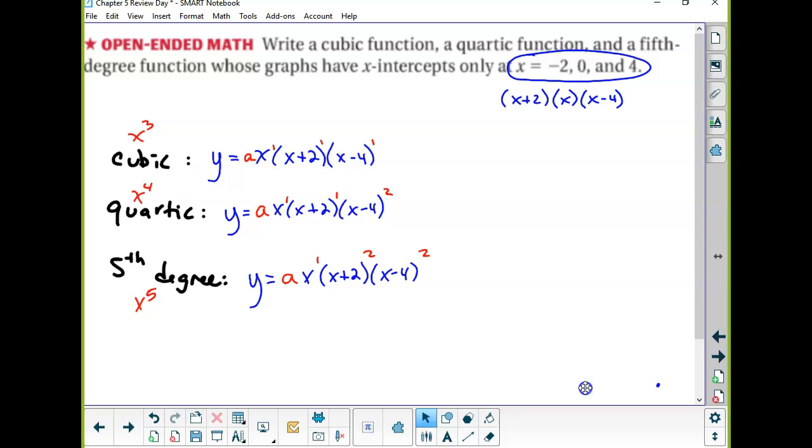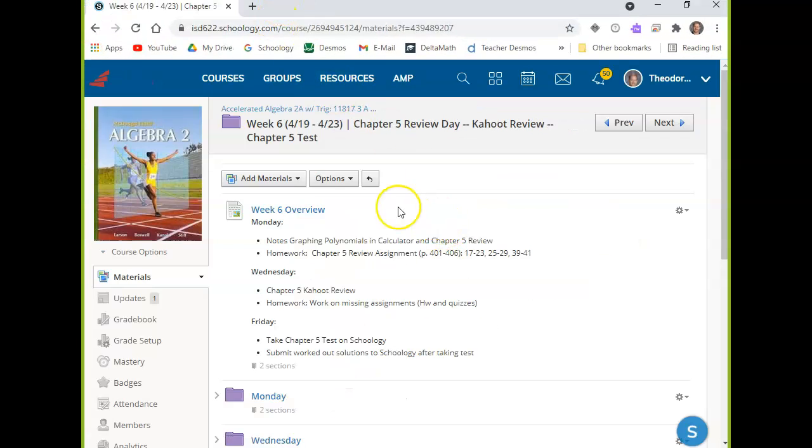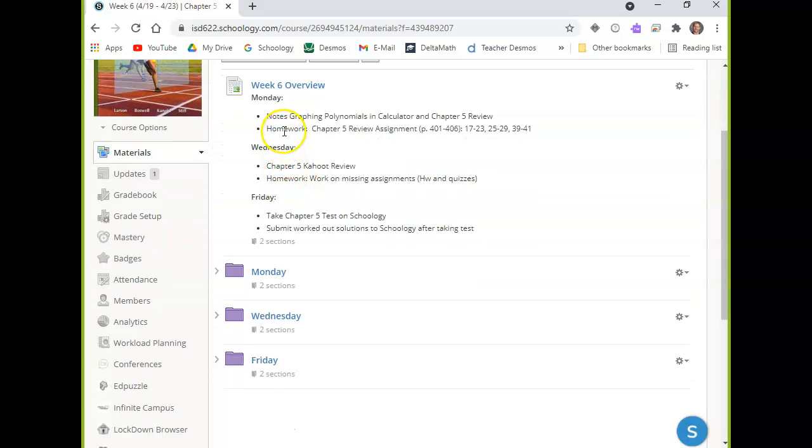All right. So I wasn't sure how far we would get. I always plan way too much. What I want to show you guys is this. What's our week look like, just so we're all aware? This is on Schoology. If you go to week 6, today we just kind of did some notes with graphing polynomials, and we're going to talk a little bit about the review. And then the homework tonight is a review. The answers are posted in Schoology.